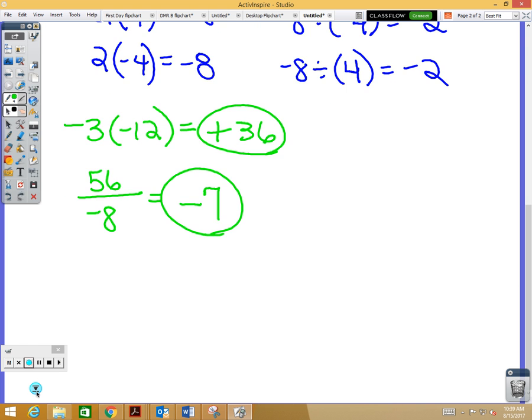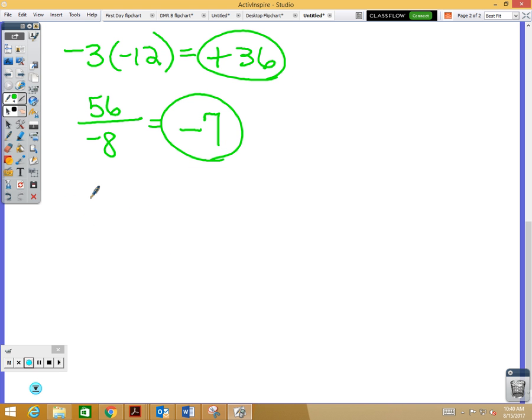Just out of curiosity to see if we know this, what is 0 divided by 9? She said 0. I heard 0. What's your answer, Damon? 0. Ethan? This is 0, okay? So 0 over 9 equals 0.